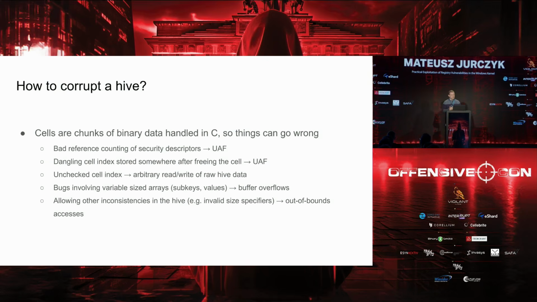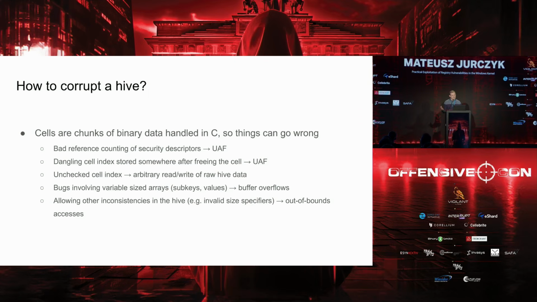So now the question is, how would we even corrupt the Hive? And the answer is very simple. Cells are chunks of binary data, and they are parsed and handled in C. So obviously, you can have bugs there, as every C software has. Some examples specific to the registry is that security descriptors are reference counted. So if something goes wrong with the reference counting, you can get a cell that gets freed, even though it shouldn't be freed, and you get a use after free.